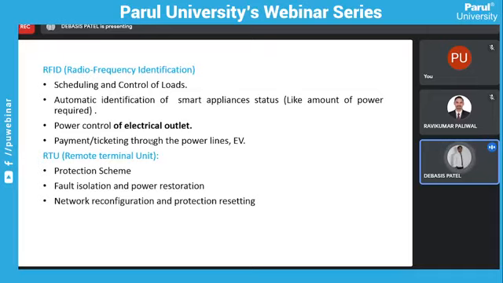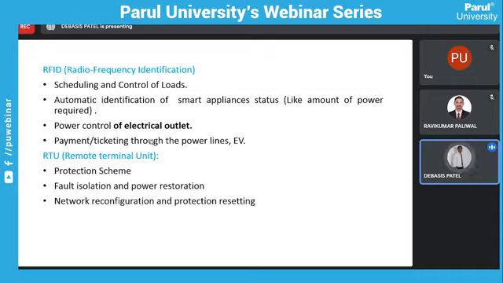RTU. The next one, the RTU, is the most important part, for protection schemes. What is an RTU? In the smart grid, we have different remote terminal units which are near our grid, having special algorithms. If any fault occurs, they will provide protection schemes, fault isolation schemes, meaning network reconfiguration and protection resetting. All these remote terminal units decide how to control the faults and how to control the reconfigurations.